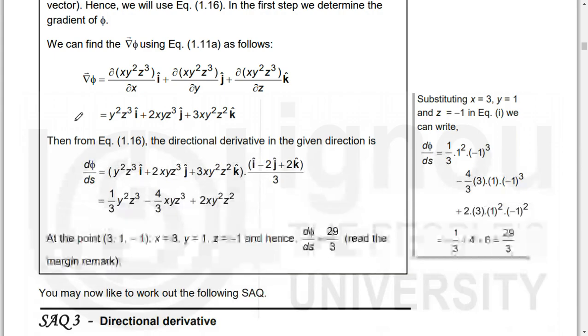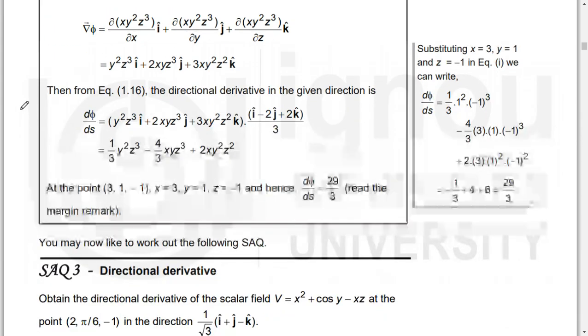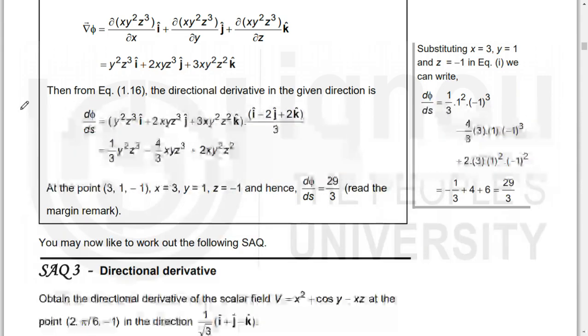equal to y squared z cube i cap plus 2x y z cube j cap plus 3x y squared z squared k cap. Then from the equation, the directional derivative in the given direction is d phi by ds equal to y squared z cube i cap plus 2x y z cube j cap plus 3x y squared z squared k cap dot i cap minus 2j cap plus 2k cap by 3, equal to 1/3 y squared z cube minus 4 by 3 x y z cube plus 2x y squared z squared. At the point 3, 1, minus 1, x is equal to 3, y is equal to 1, z is equal to minus 1, and hence d phi by ds is equal to 29 by 3. Read the margin remarks.